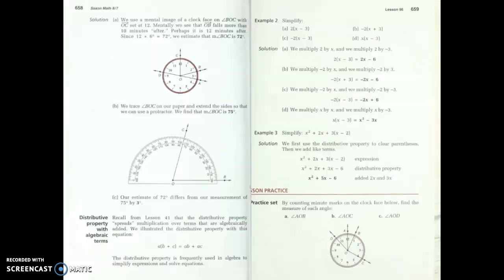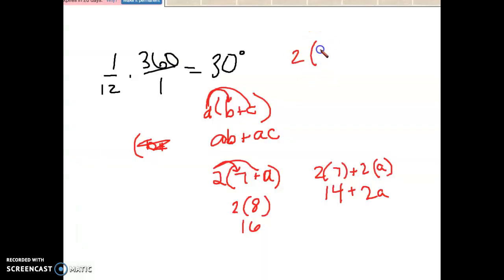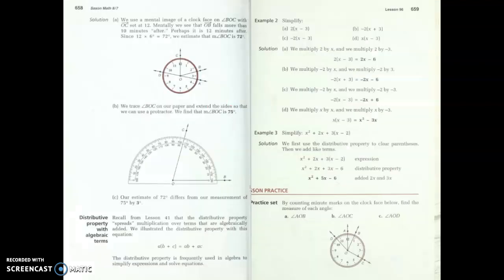So let's go back over to your math right here. So let's go ahead and do this example right here. We have 2 times the difference of x minus 3. And what we're going to do here is we're going to do 2 times the difference of x and 3. And we're going to simplify: 2 times x is 2x, 2 times negative 3 is going to be negative 6. So there's your first simplified algebraic expression.